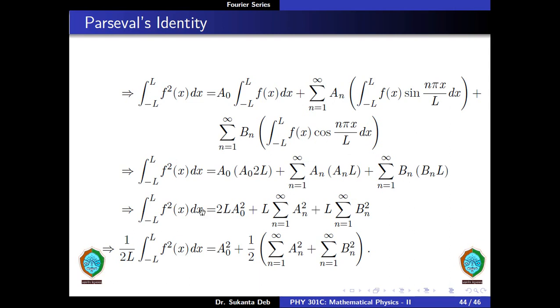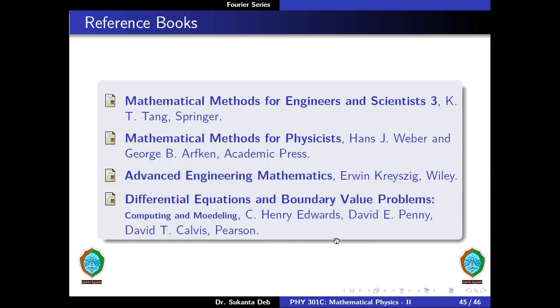So the simplified expression now becomes the integral from minus L to L f square x dx is equal to twice L a naught square plus L into summation over n is equal to 1 to infinity a n square plus L into summation over n is equal to 1 to infinity b n square. So we divide both sides by twice L. We get 1 by twice L into integral from minus L to L f square x dx is equal to a naught square plus half of summation over n is equal to 1 to infinity a n square plus b n square.